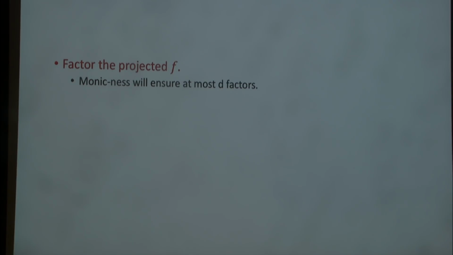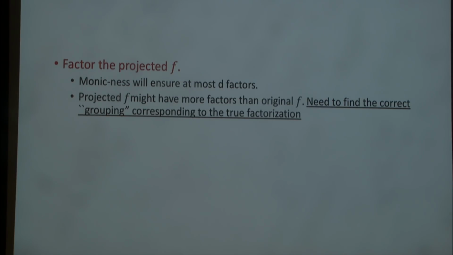So once I go down to this 1 variate polynomial and I factor the 1 variate polynomial, how do I know how to club my factors together to correspond to the global factors? Maybe my global polynomial has 2 factors, but my univariate polynomial has 10 factors. Then I need to know how to group these 10 factors into 2 groups corresponding to factor 1 and factor 2. In this setting, it was easy because the number of factors was the same. In our case, it's not as straightforward. So we need to find the correct grouping corresponding to the true factorization.